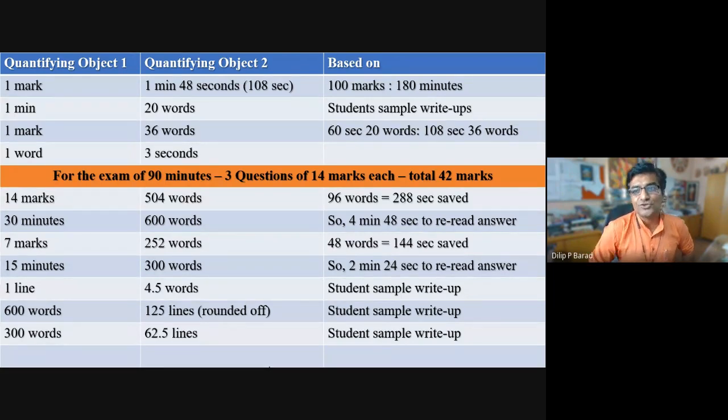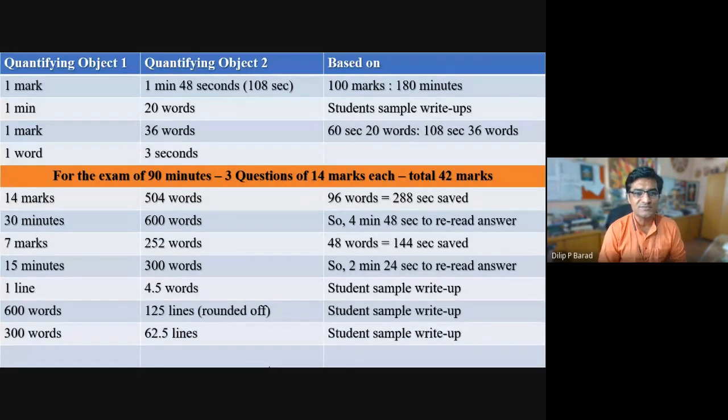Then 1 minute is equal to 20 words. That is coming from your writer, that is 600 words in 30 minutes, the golden mean that we have seen. So in 1 minute, 20 words can be written. 1 mark in that way stands for 36 words, which relates to the 108 seconds we have seen here. So 1 word almost takes 3 seconds to write. That is how students can think of what their speed is. 1 word, 3 seconds, whether a small word like "in" or a larger word with a very complex spelling.